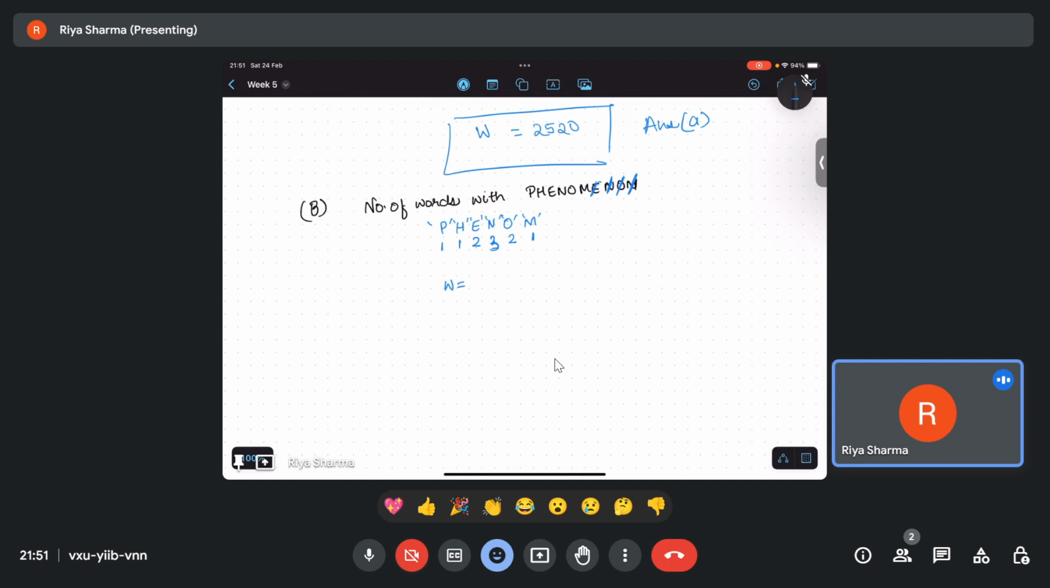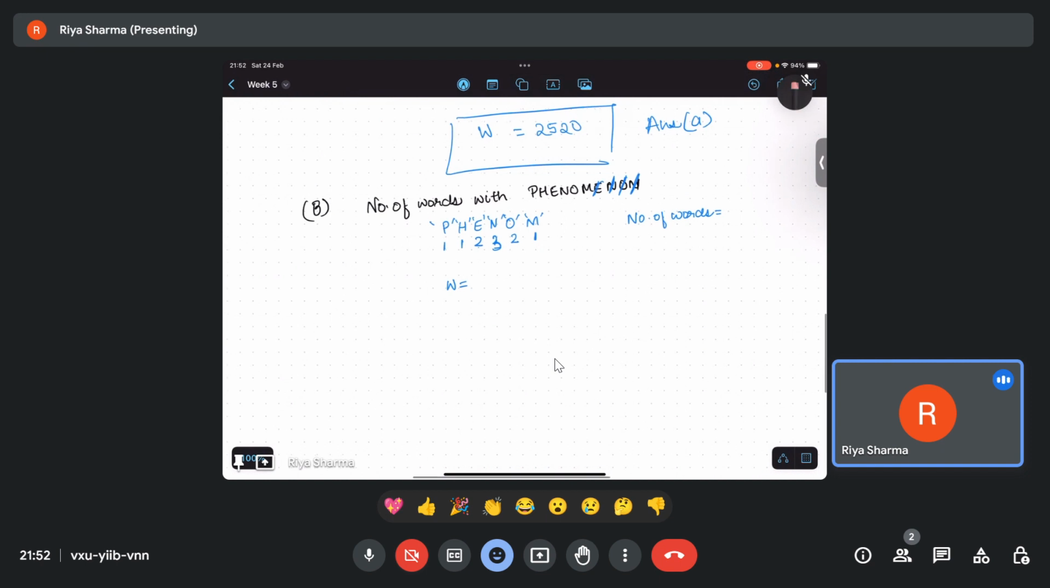So W will be equal to the count of the number of words. Number of words, so 1 2 3 4 5 6 7 8 9 10, that is 10. So it will be 10 factorial by 2 factorial 2 factorial. This would be the answer.